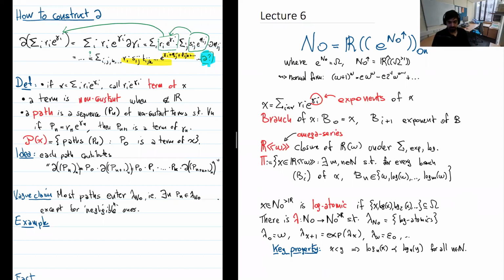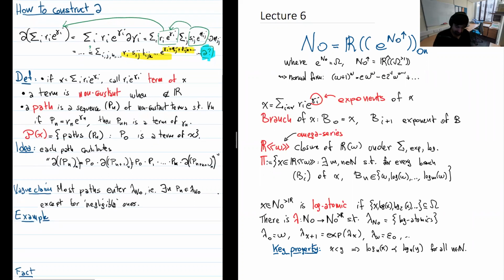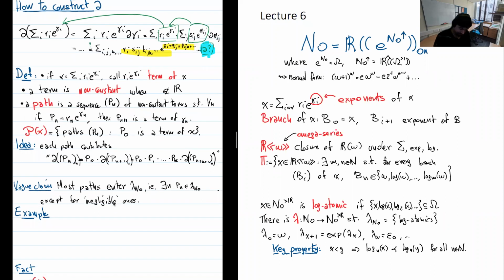And the only paths that don't become logatomic are small ones in some sense. We'll see how eventually. And since they're small ones, the point is I'm going to ignore them. I'm going to pretend that they don't exist, and that's going to be fine. It's going to work out. So that's my promise. Okay, so let me give you one concrete example.